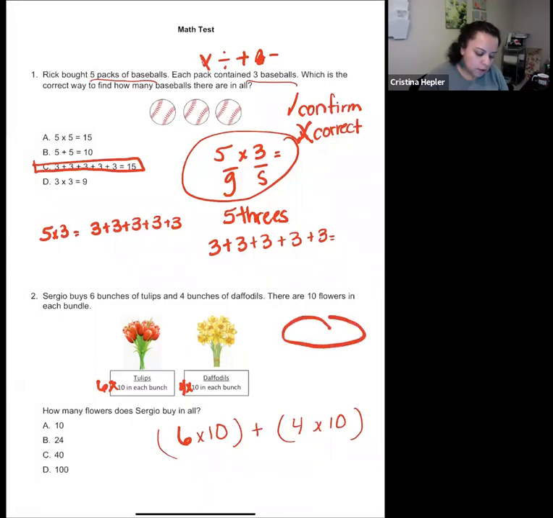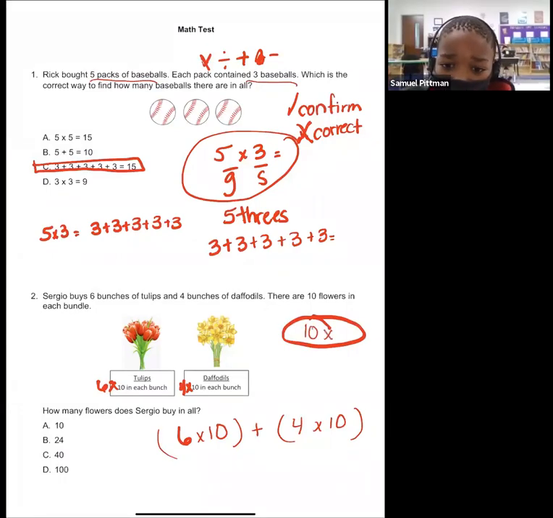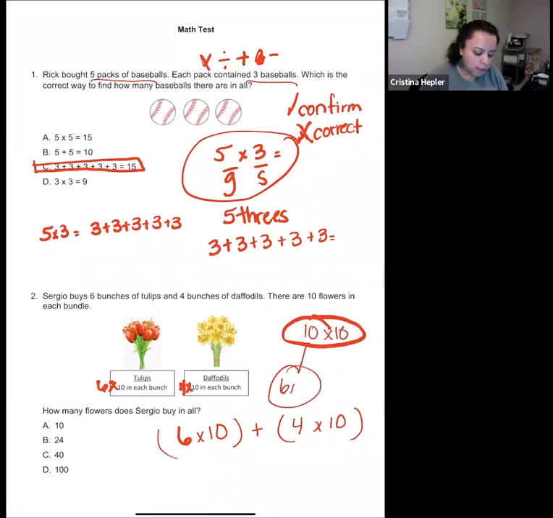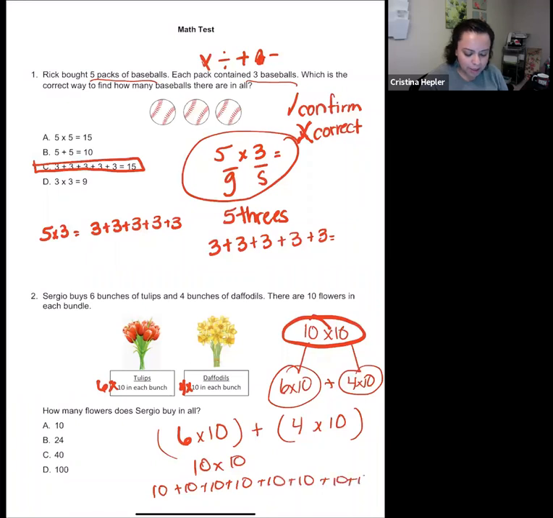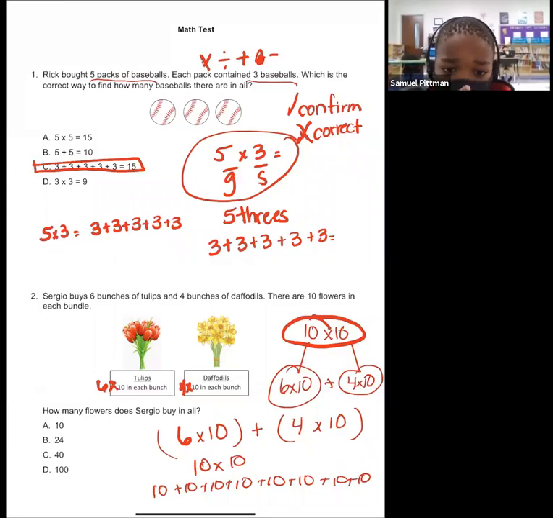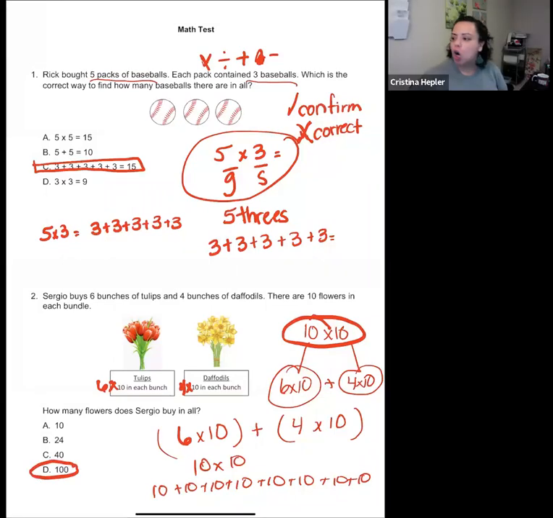What's 6 plus 4? 10. Yeah, he did 10 times 10 because he knew that one was 6 times 10 and one was 4 times 10. So he did the distributive property. He added these 2 together and they gave him 10 times 10. 10 times 10 is the same thing as 10 plus 10, ten times. What is 10 times 10, Samuel? 100. Thank you, Samuel, you can go back on mute.